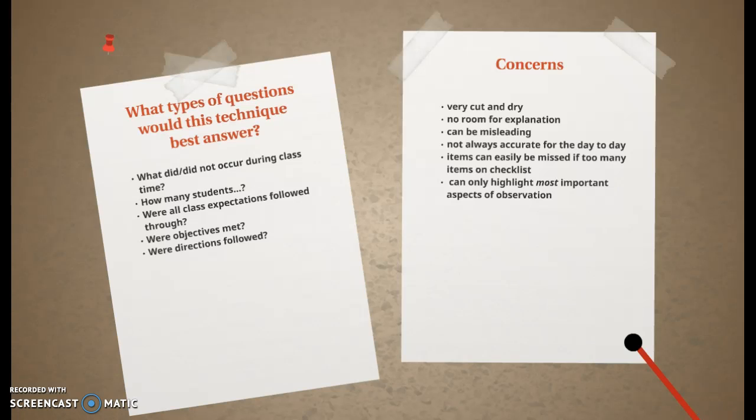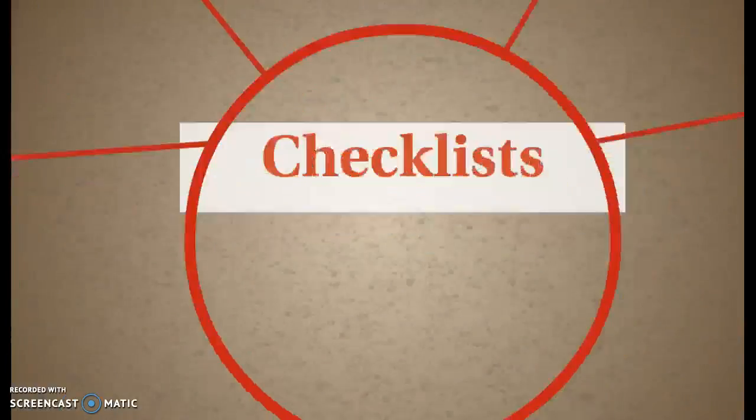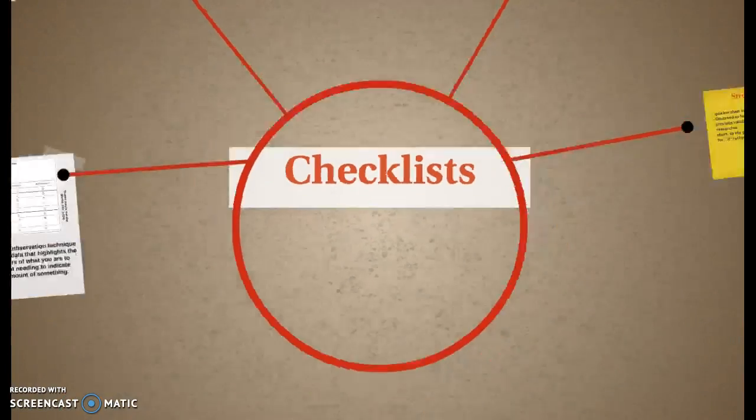What kind of questions would this technique best answer? Obviously, what did and didn't occur in the class, how many students did follow through with something. You can count up the check marks of observed. Were all class expectations followed? You could use the checklist to make a listing of what you expected from the class. Did they follow it? Were the objectives met? Were directions followed? And that is my summary of checklists.